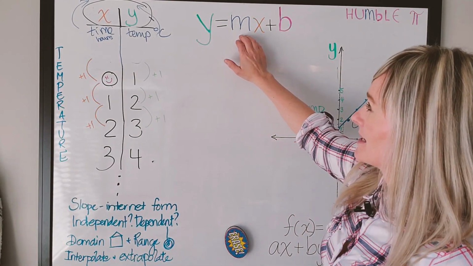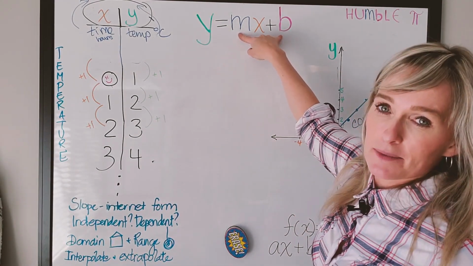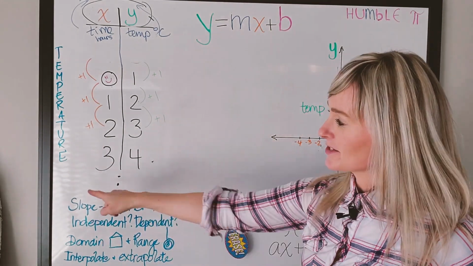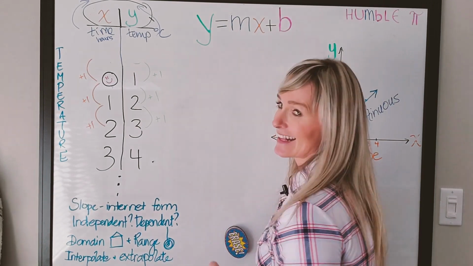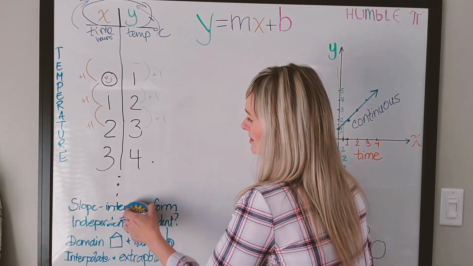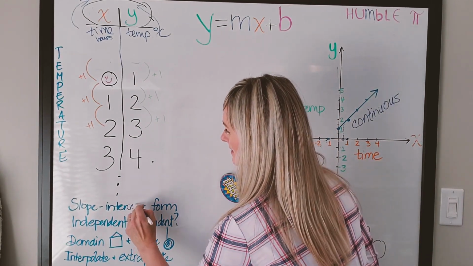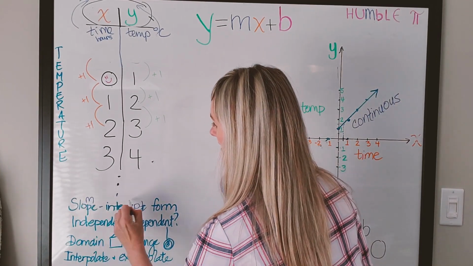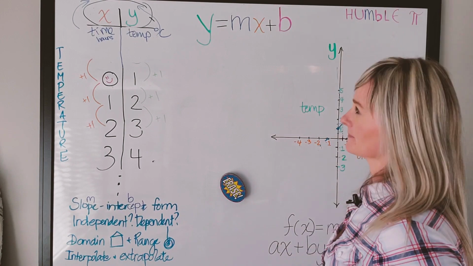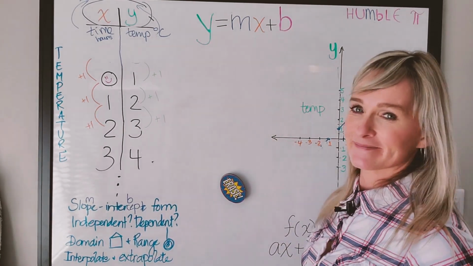We call it that because we use the slope and the intercept on this side. Did you notice anything here? It's called the slope, not the internet form. It's called the slope intercept form. So slope, which is M, and intercept, which is B. So that's our MB form.